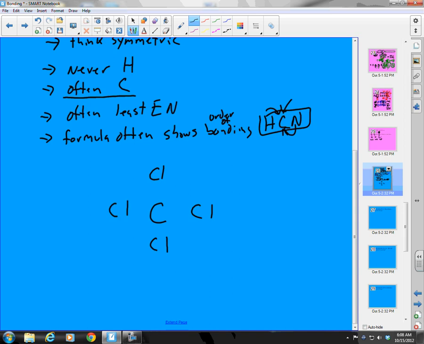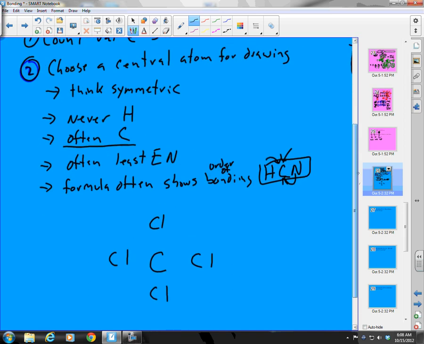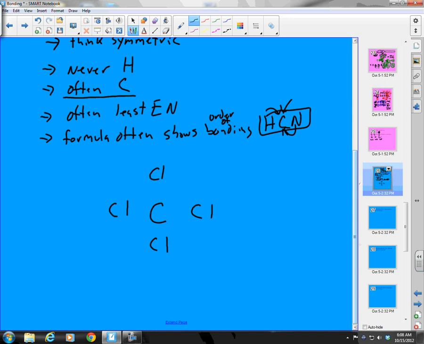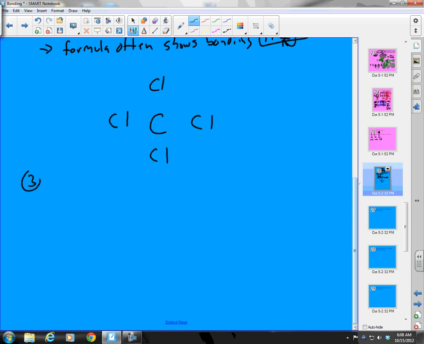Okay. Then what am I going to do? Number three. We want to bond atoms to central atom.